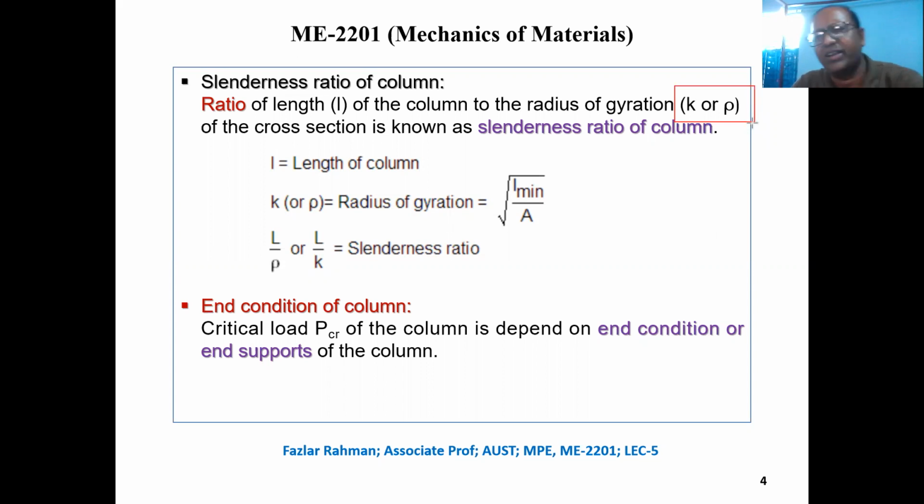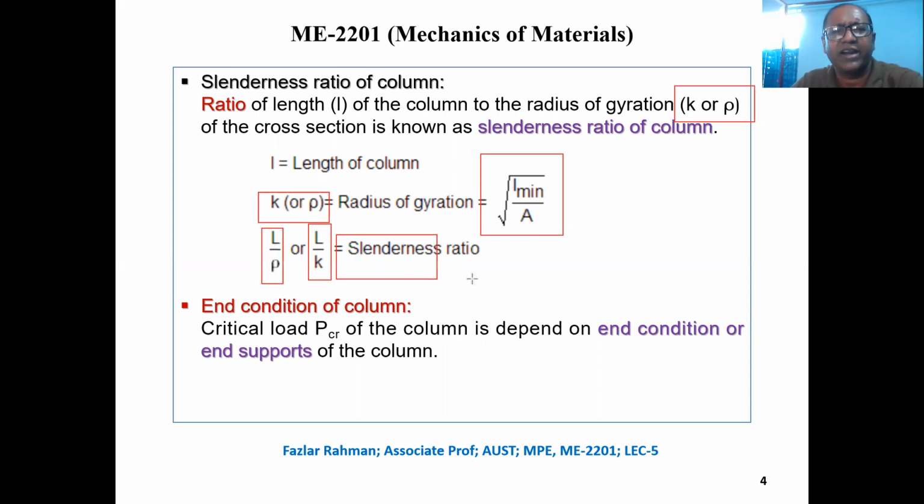Radius of gyration you already know from your engineering mechanics. Normally it is expressed by the letter K or rho. Some books use rho and some books use K. So K or rho equals the square root of I minimum by A. That will be the radius of gyration. And slenderness ratio is L by K, or L by rho. What does slender mean? Slender means kind of slim. A body is slim depending on the value of the radius of gyration.